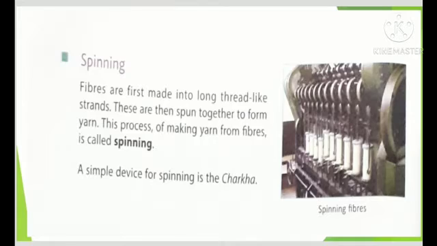Spinning is the process in which fibers are first made into long threads like strands. These are then spun together to form yarn or long threads. The process of making yarn from fibers is called spinning. A simple device for spinning is the charkha, as we know very well.